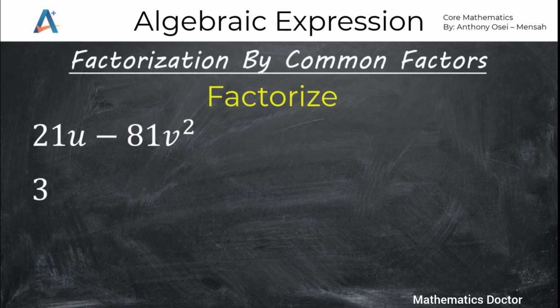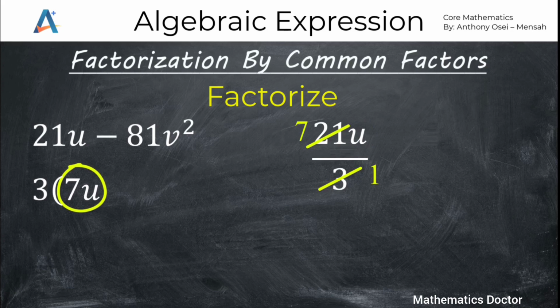So let's take the first term, 21u divided by 3. 21u divided by 3. 3 into itself is 1. 3 into 21 will be 7. So we end up getting 7u as a final answer. So 7u will be placed here.